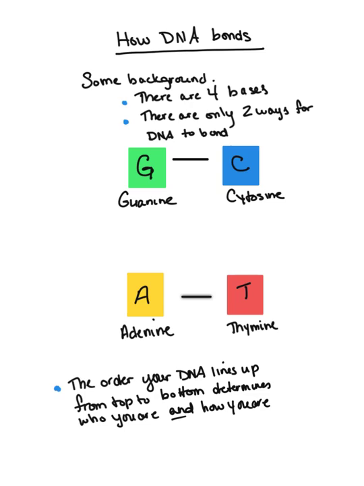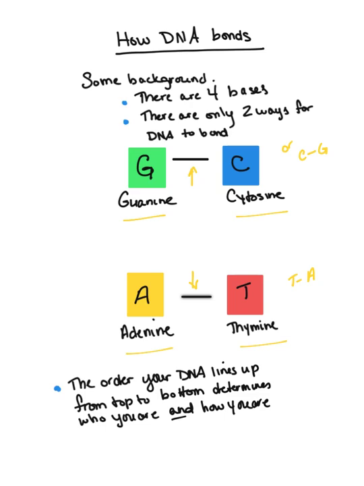Okay? So remember our background. There are 4 bases in DNA: adenine, guanine, cytosine, and thymine. Those are your 4 bases, okay? And there are only 2 ways for DNA to bond. G bonds to C, no matter if it's GC or C to G, it doesn't matter. A and T bond together. It could also be TA. The point is it only bonds in the center. That's the only open bonding site.